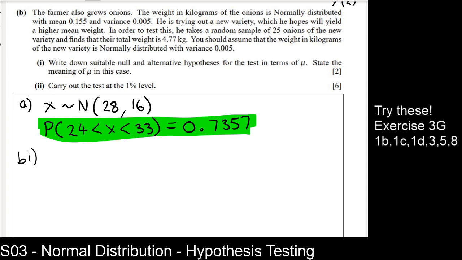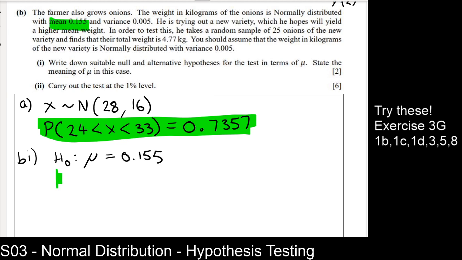Write down a suitable null and alternative hypothesis for the test in terms of mu. State the meaning of mu in this case. So firstly, we just need to write our null hypothesis. That is going to be that the mean is what we believe to be true to begin with, and that is 0.155. That's just what's given to us in the question.